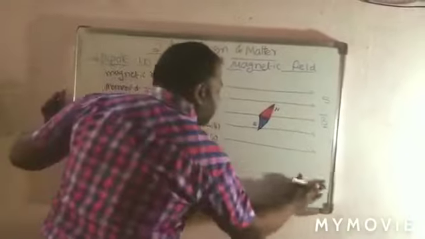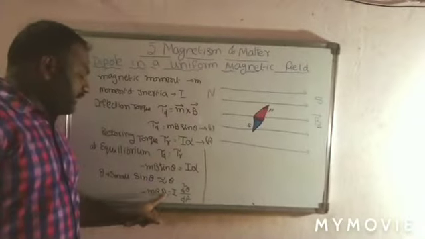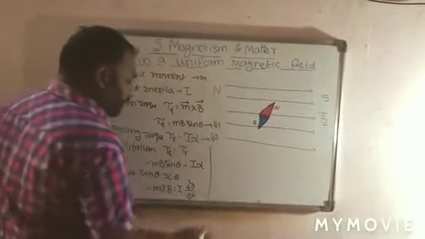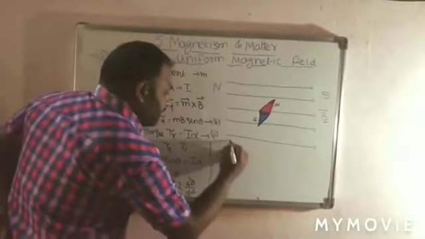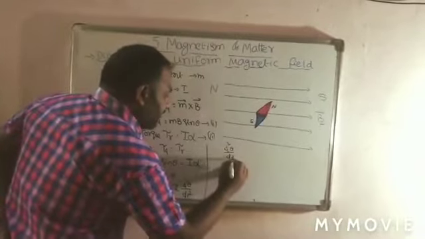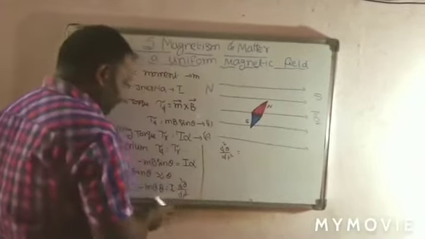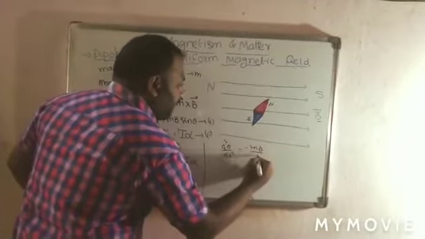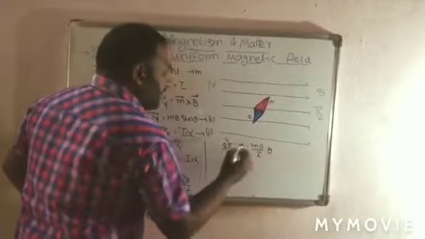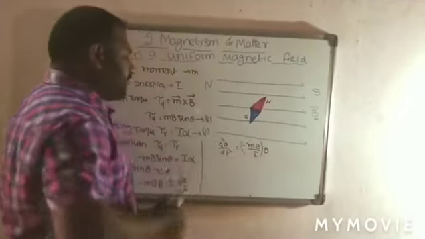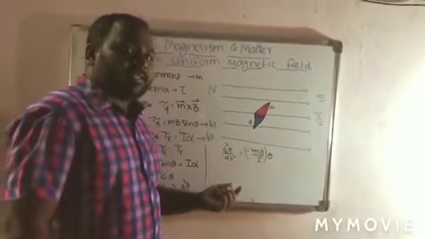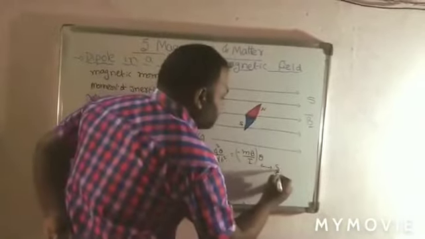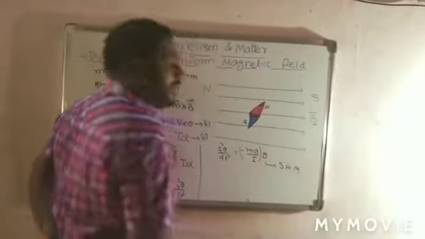Now from this equation, minus mb into theta equals I into d square theta by dt square. Now I am going to write this equation as d square theta by dt square is equal to minus mb by I into theta. See here, when we observe this equation, it represents simple harmonic motion. This equation is similar to the simple harmonic motion equation.